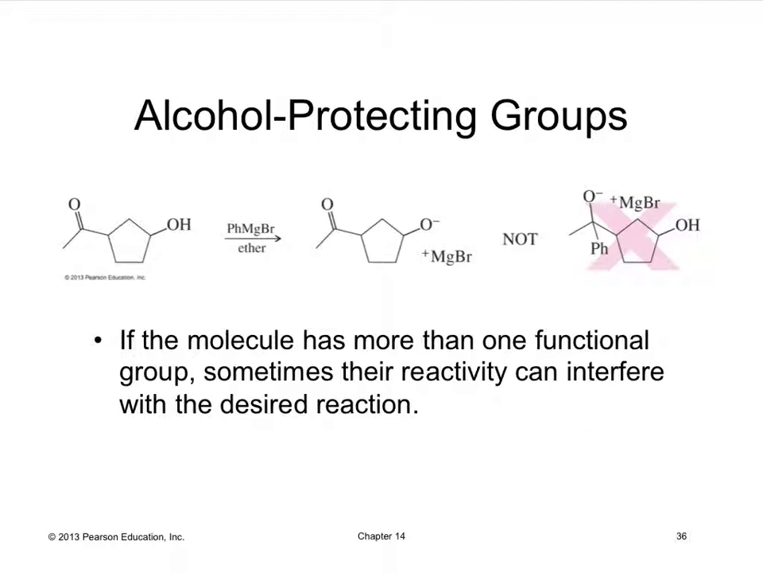So if we look at a reaction and why alcohol protecting groups would be needed, here would be, right, a reaction in which you want to generate a Grignard reagent. So here you're adding the Grignard, right, in the ether, and you're hoping to actually use this to attack this ketone, but it isn't formed. The reason why it isn't formed is because this will deprotonate in the presence of phenylmagnesium bromide as a result of forming the alkoxide. So if your molecule has more than one functional group, sometimes the reactivity can interfere with the desired reaction as shown here.